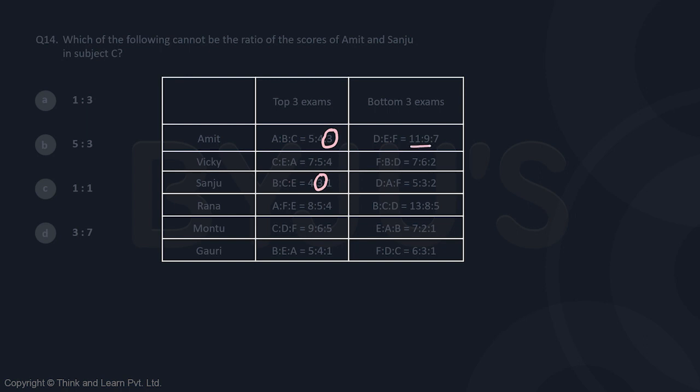Now, scores of DEF are 11, 9, 7. So this ratio must be multiplied by at least 4, right? And it cannot be multiplied more than 10, otherwise this would become more than 50. So score of Amit in subject C can be 3 into 4, that is 12, or 3 into 5, that is 15, or 18, or 21, or 24, or 27, or 30. It cannot be more than 30 because the moment you multiply it by more than 10, the score in A will become more than 50.